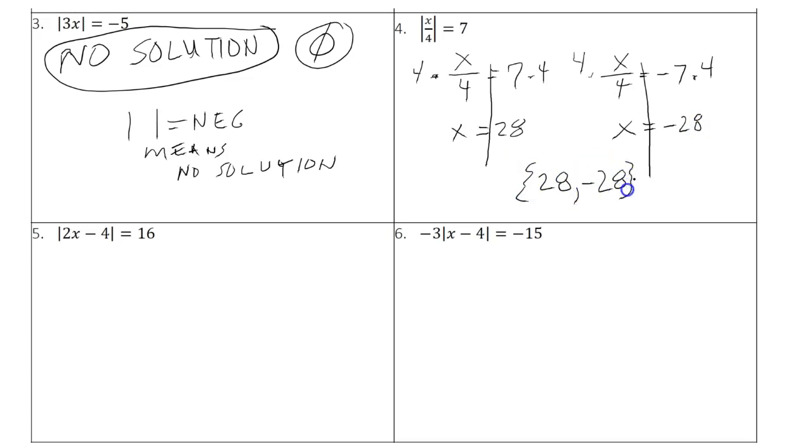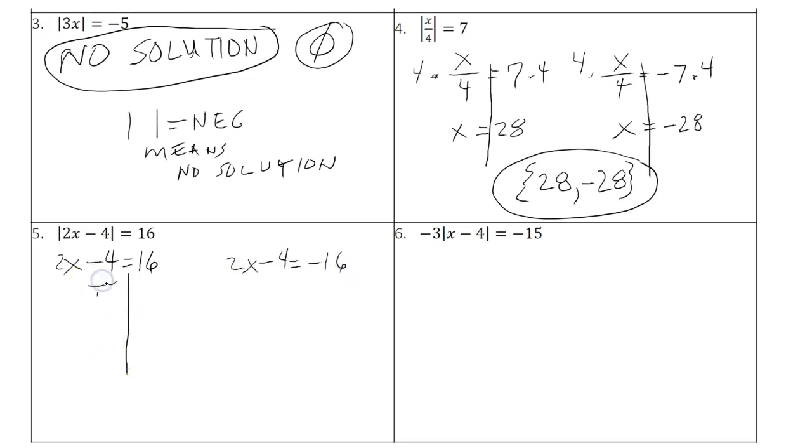Up until now, all of our solutions have been opposites of each other. Starting with example 5, this is no longer true. Write the two equations for example 5. We get 2x minus 4 equals 16 and 2x minus 4 equals -16. Solve both equations. Add 4 to both sides for 2x equals 20. Divide both sides by 2 for x equals 10.